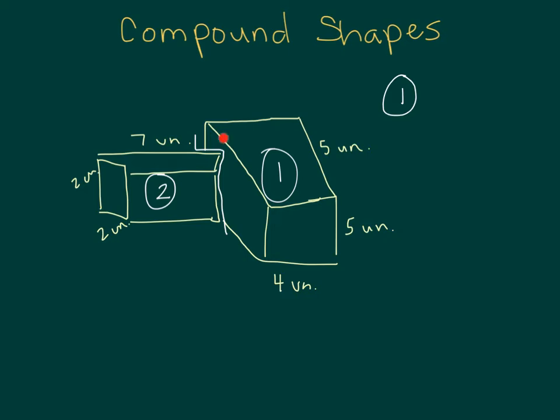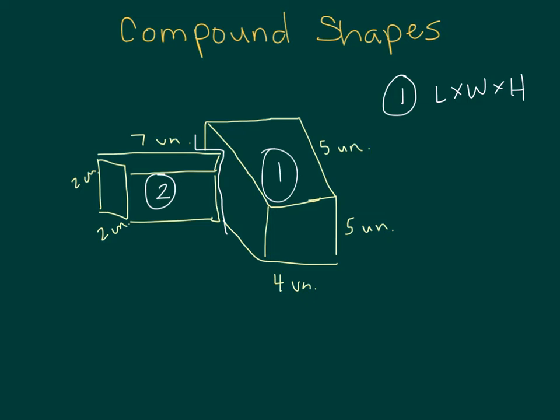So let's find the volume of shape number one. This is the first shape here on the right hand side. It doesn't really matter which one's 1 and 2. I just decided this one is shape number 1. Now our formula, we always start out with our formula, which is length times width times height. You should be writing this out on your paper as well.